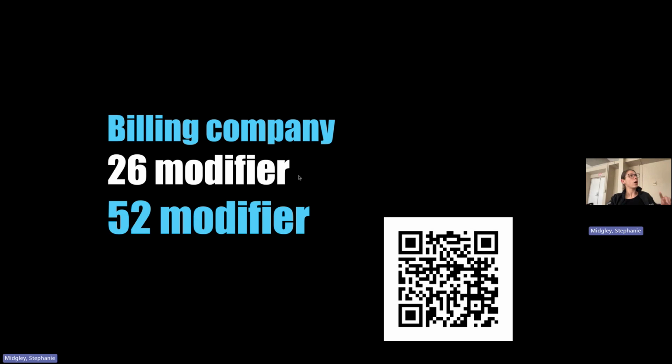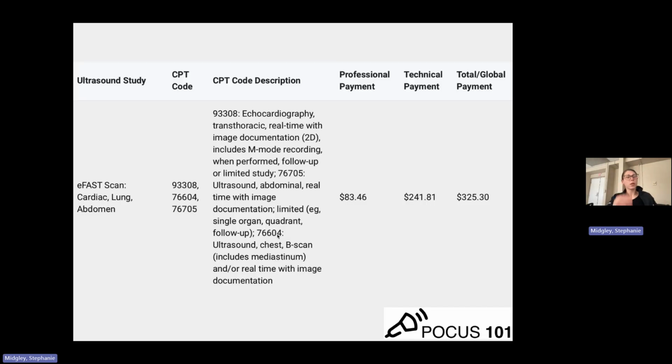Know that for us, the 26 modifier is the professional component. I believe the 52 modifier is the technical component. So you'll get a total payment of, say this is for a FAST, $320. 80% goes to the hospital or those who own the ultrasound machine. That's on the board. And then 20% goes to the ED as the professional payment.